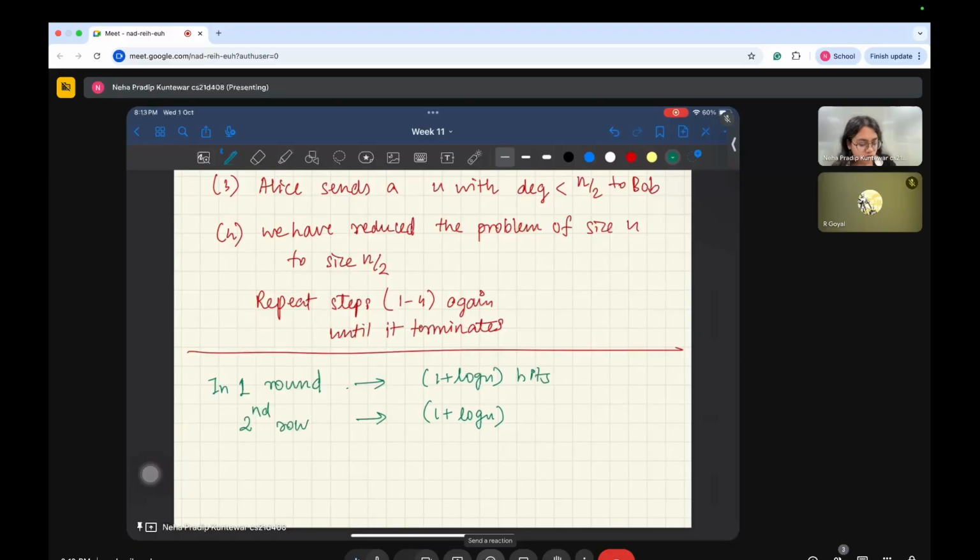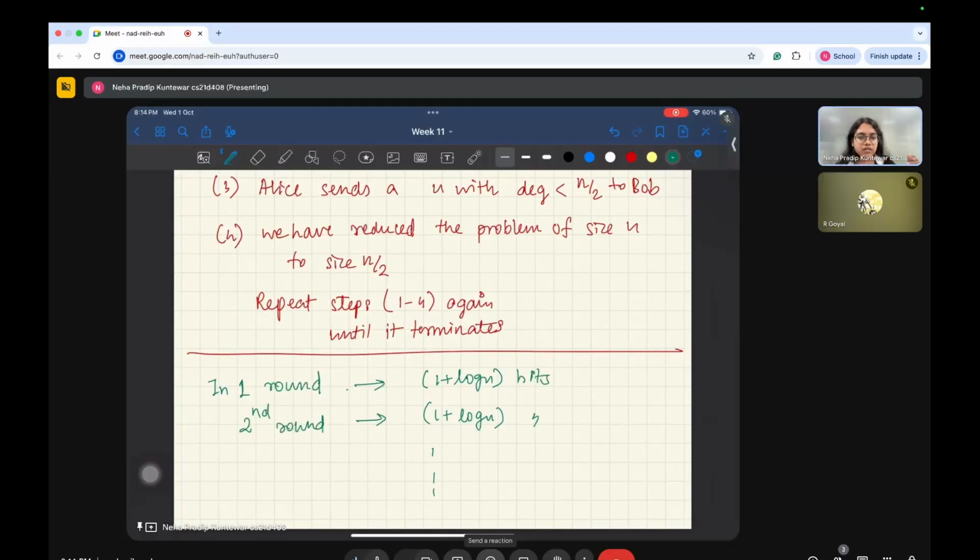Yeah, got it. So in the second round also, in the worst case, we'll require this much, and we keep on dividing the size n to n by 2. So size here was n, then it became n by 2. Finally, it will become constant sized, and so the number of steps here is log n. So number of rounds is bounded by log n. Therefore, the total communication is at most order log square n.